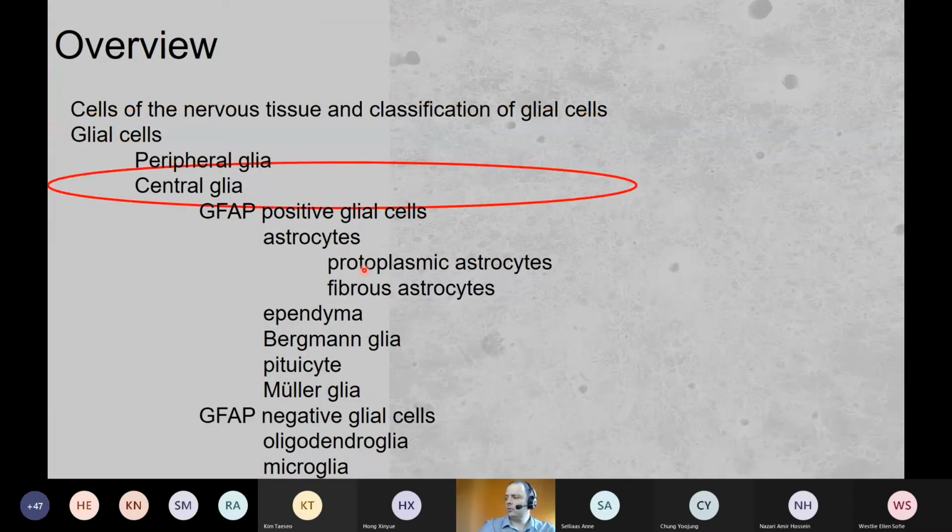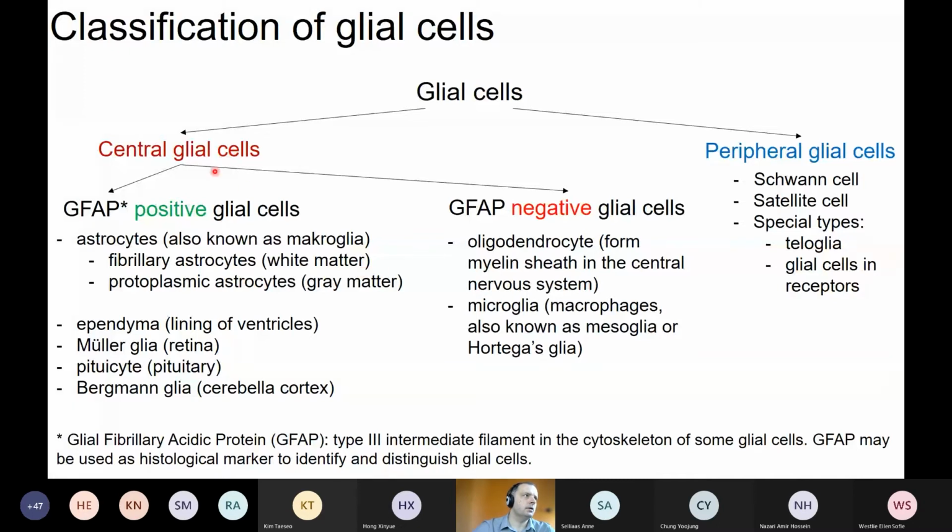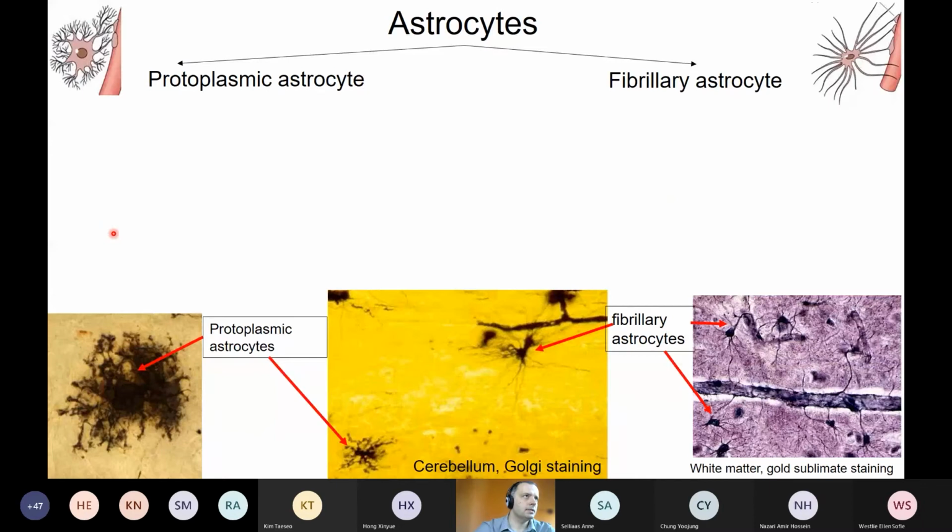And from now on, we would like to go on with the central glial cells. And once again, so that you remember well, we are here now. The peripheral is done, and we turn now to the central glial cells, and I will go on with the GFAP positive population with astrocytes. And in the next slide, I compare the protoplasmic astrocyte with the fibrillary astrocyte. You will have a preparation stained with gold sublimate in the classes in 2 weeks.